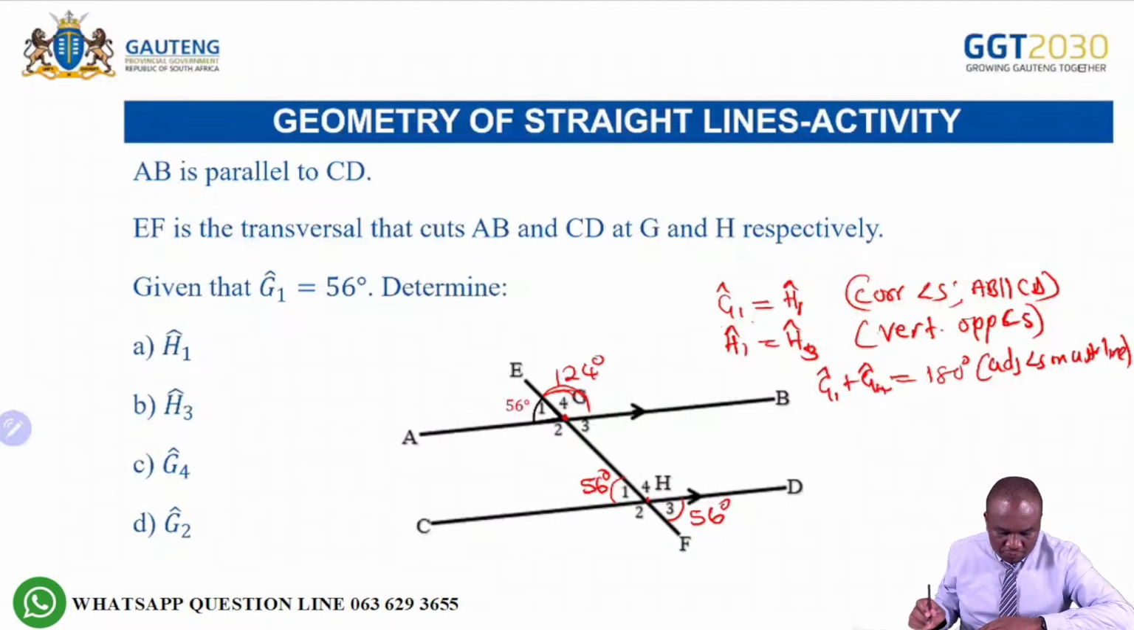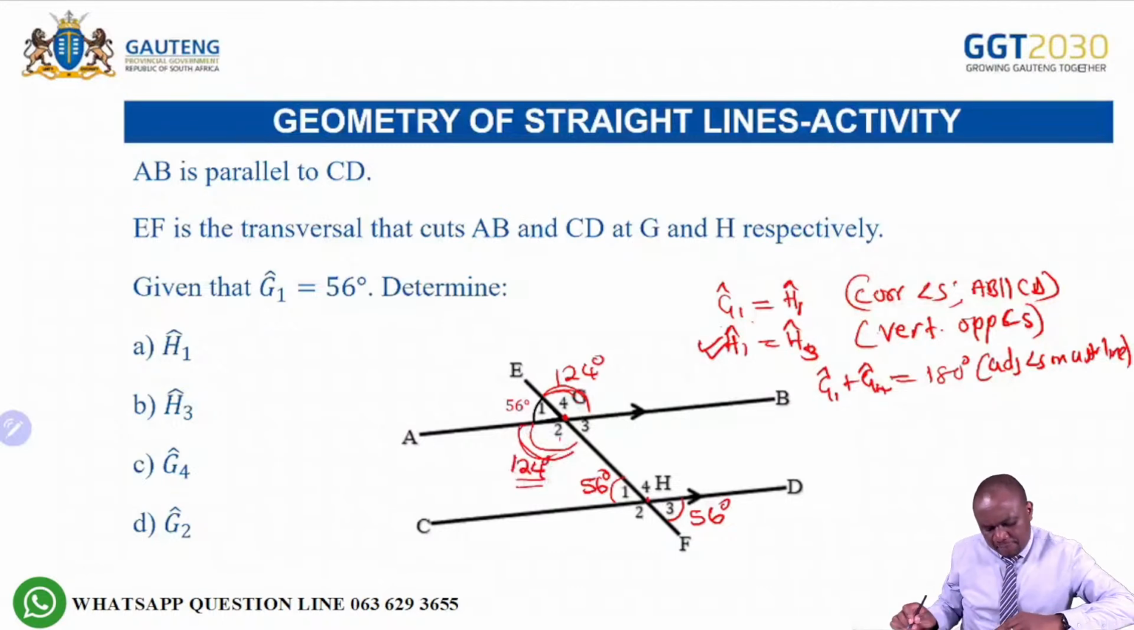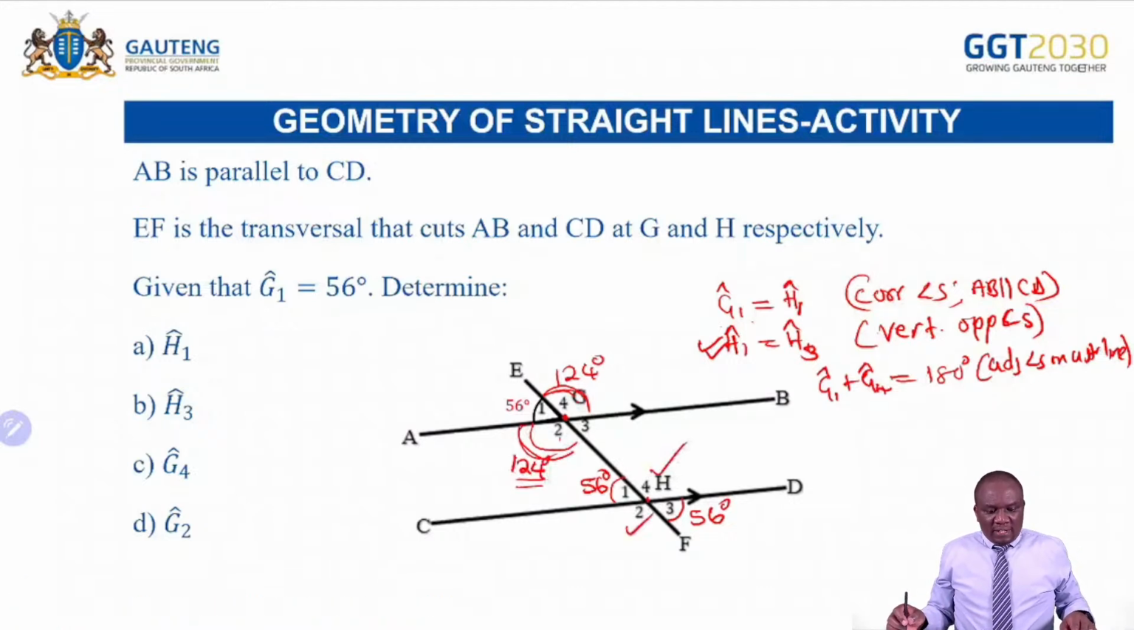And then G2. What can you say about G2 and G4? They are vertically opposite. Just like we did H1 and H3, G4 and G2 are vertically opposite, so meaning that G2 is also 124 degrees. Okay, then you can just do the rest. You can also find these if you have spare time. Right, let's take a short break, and then after the break, I'll go to the homework page, and after that, we summarize our lesson. Let's take a short break.